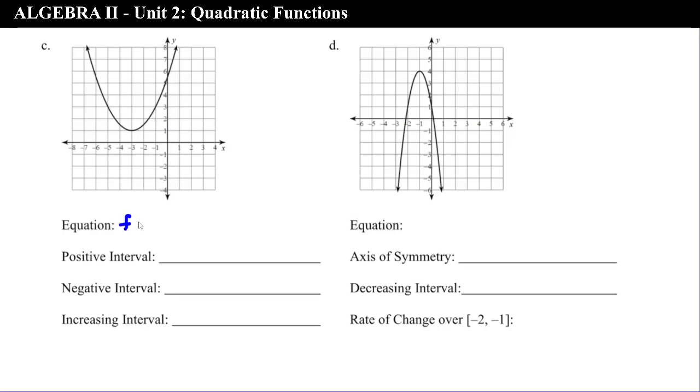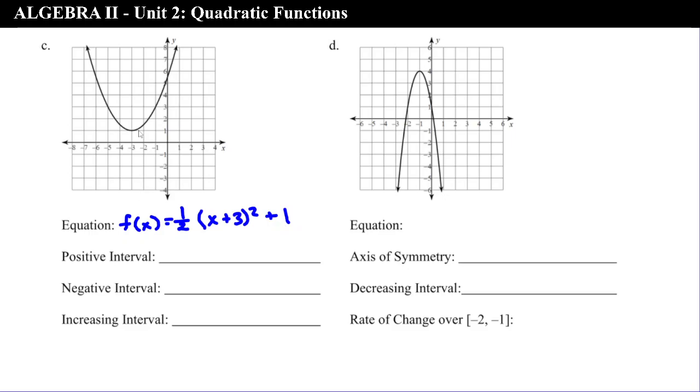So we start with f of x equals 1/2, which is the number that'll go out in front. What's going on inside with the x? Well, we've got a vertex of negative 3, 1. So that negative 3 is minus negative 3, which would be plus 3 squared. And then you have plus 1 on the outside for your y translation.